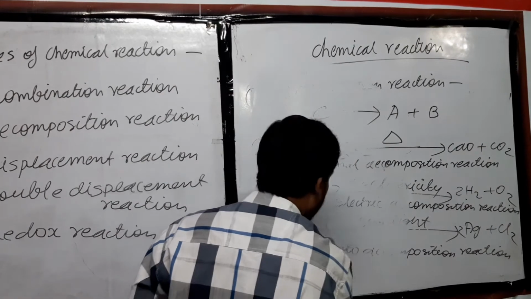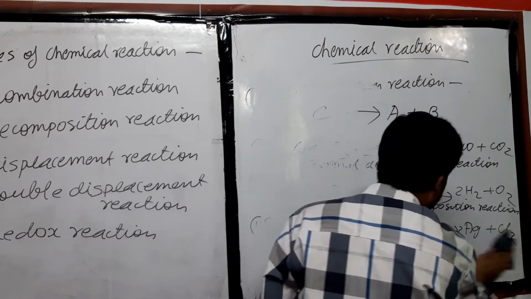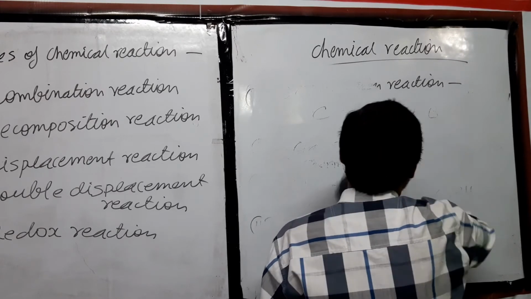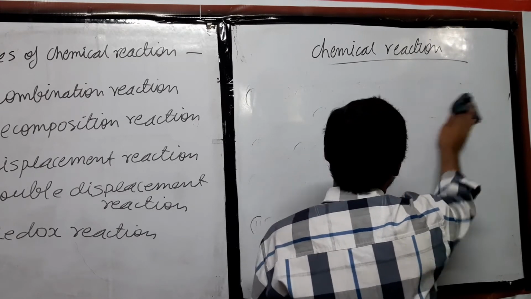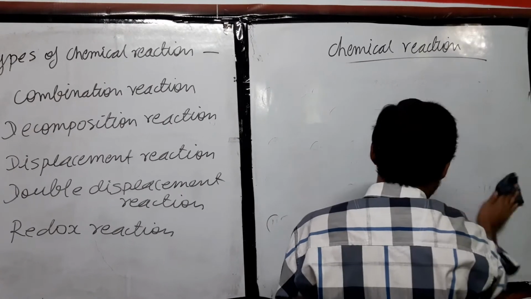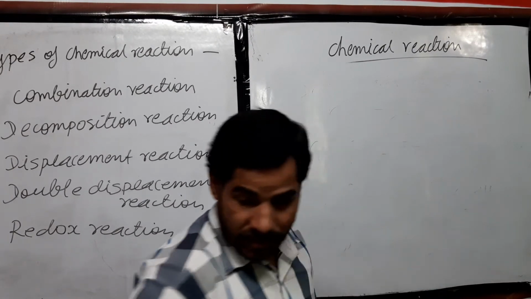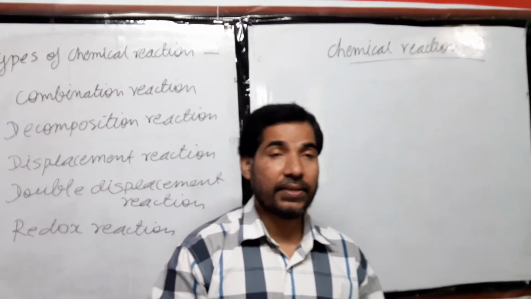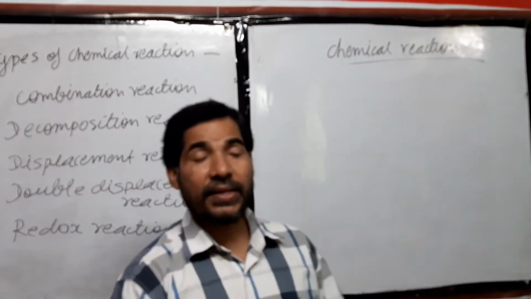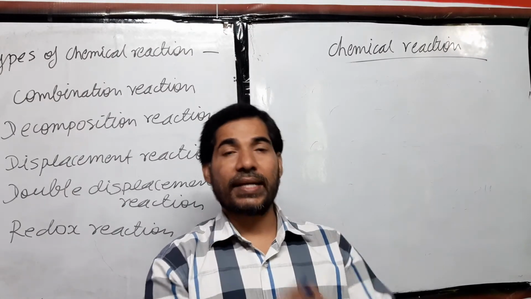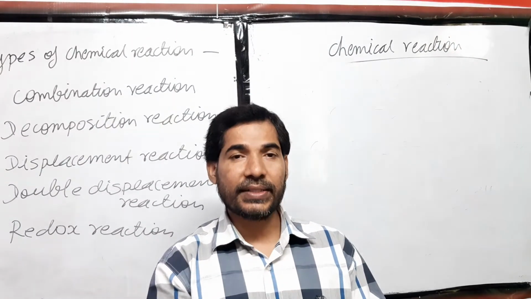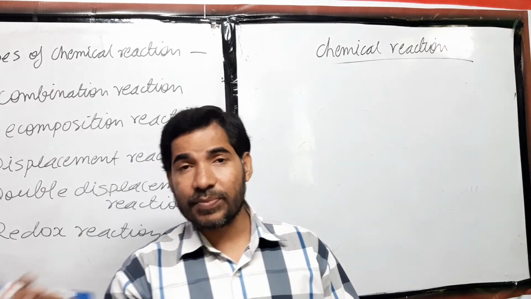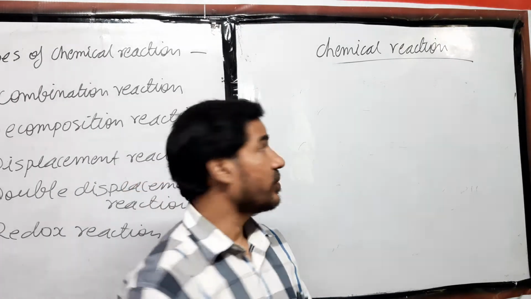Third chemical reaction. What is your third chemical reaction? Your third chemical reaction is the displacement reaction. What is the meaning of displacement? Just see here. But for this, you should remember one thing: in a displacement reaction, out of two reactants, one reactant is present in the form of a compound, an aqueous solution, and the other reactant is present in the form of an element.